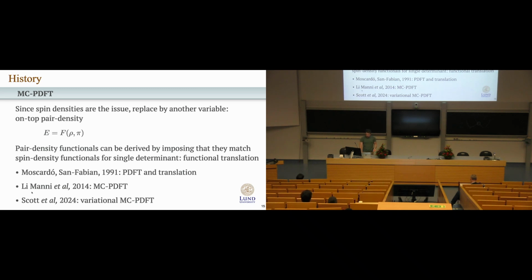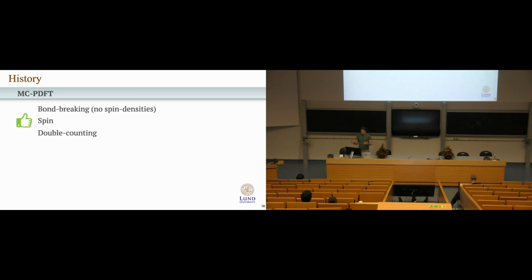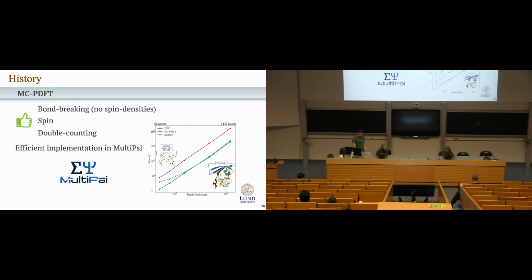And this variational version now satisfies absolutely all the properties that we want. So it is variational, that's obviously one thing. It is equivalent to quantum DFT for one determinant. You can perfectly justify it in terms of, like, it is fully exact for a full CI expansion in principle. And it does bond breaking, spin, and no double counting. And as I said, we have implemented this ourselves in my code called MultiPsi. And this is extremely efficient.